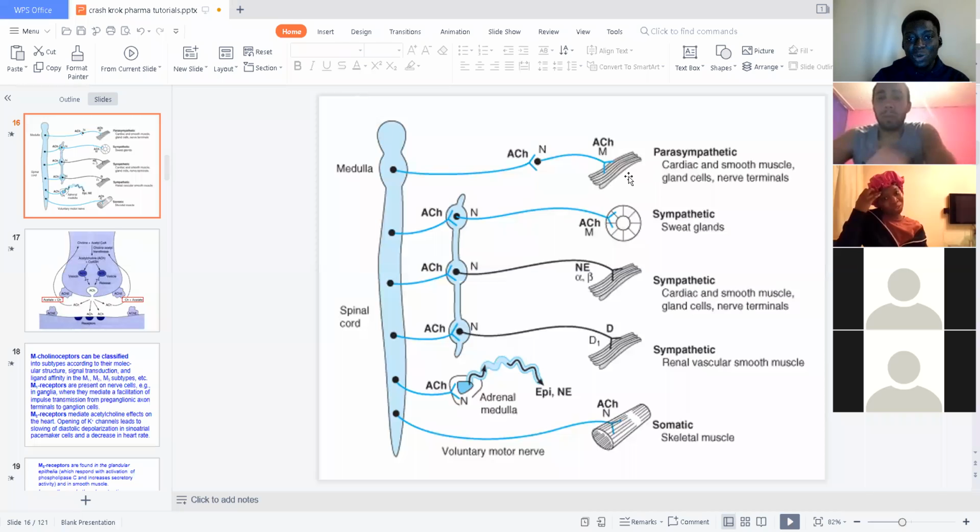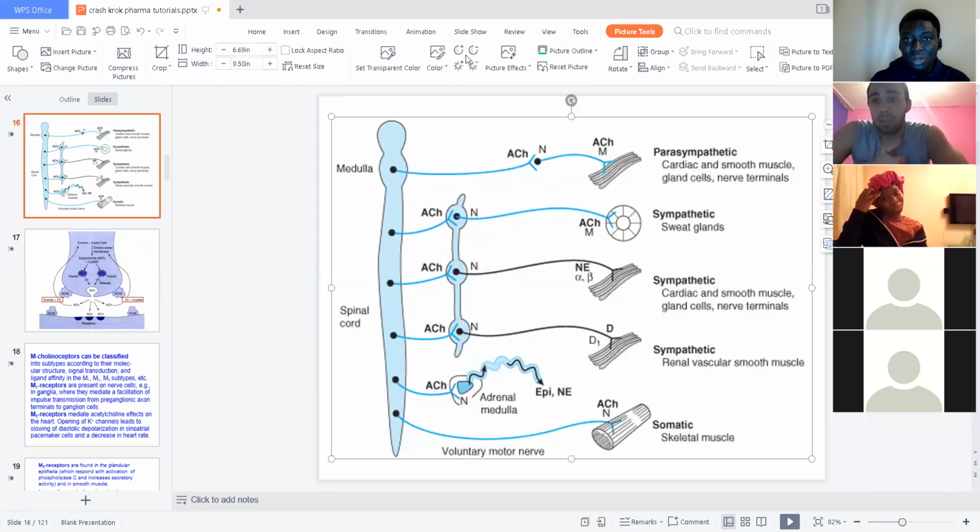So for the parasympathetic, we can see that the presynaptic neurotransmitter, so this one right here, is acetylcholine. And this is the postsynaptic neurotransmitter. It's also acetylcholine. Then we go to the skeletal muscle. So we can see it's also acetylcholine for the somatic system, but for the sympathetic system, the neurotransmitters are different. So for sympathetic, it's norepinephrine, dopamine, and also epinephrine and norepinephrine.